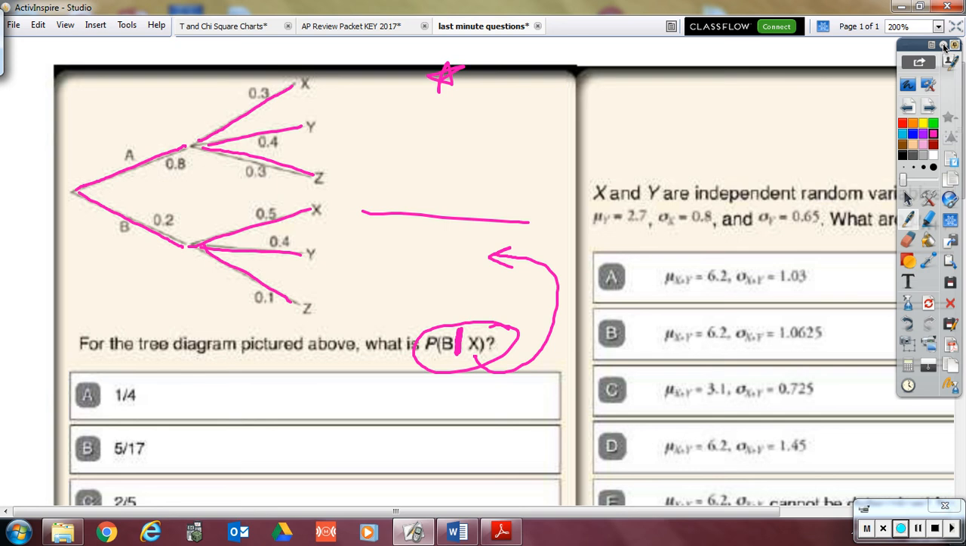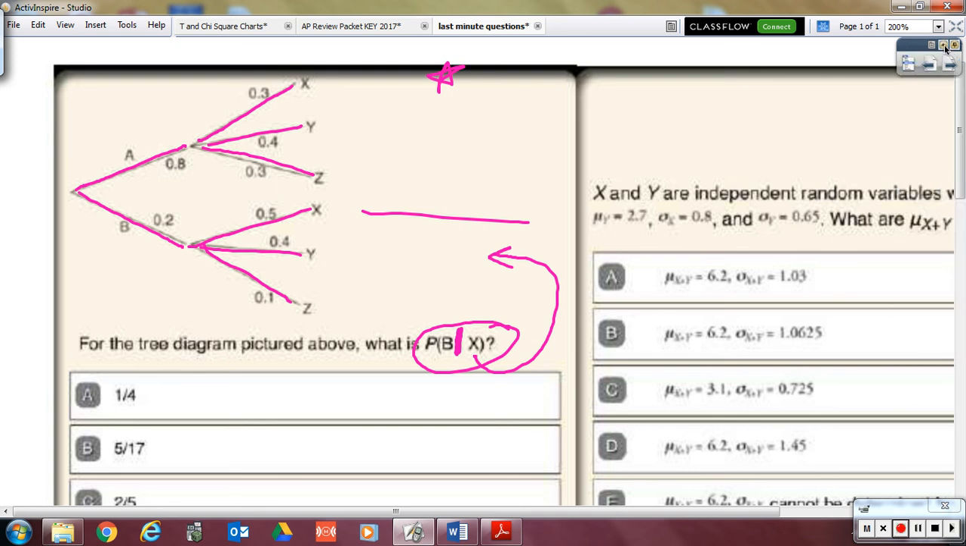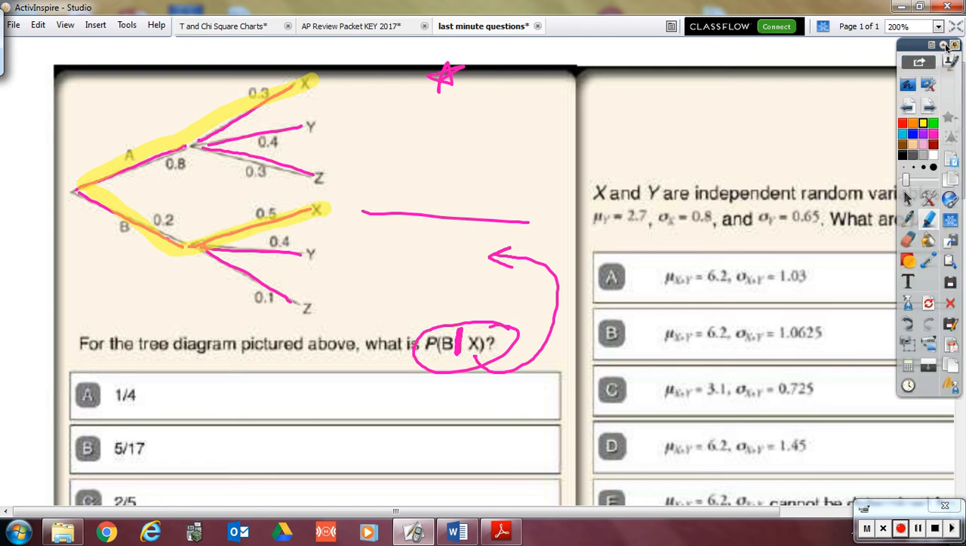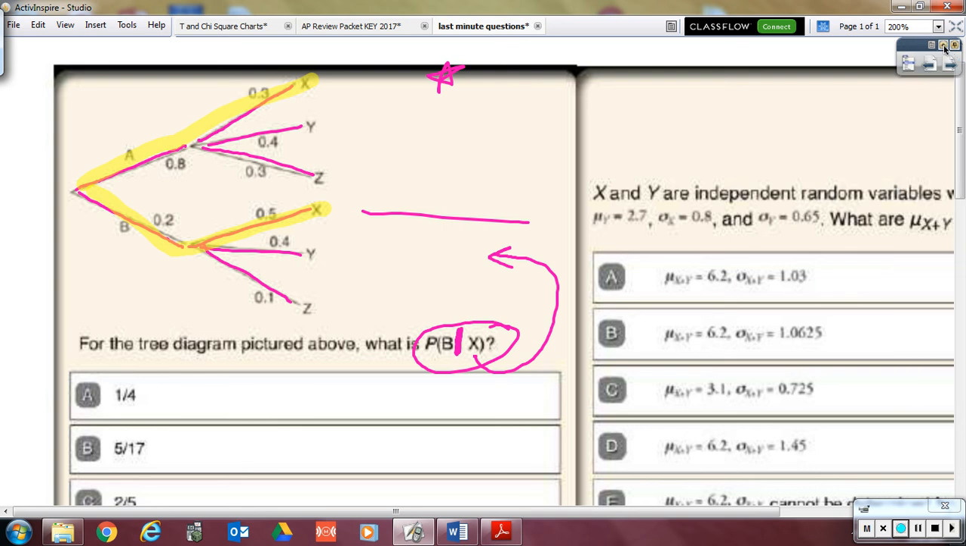So where are all of my X probabilities on this picture? A and X plus B and X. So those are the total ways in which you can get X. So what I put down here is the A and X or B and X. Okay, so that's the total possible ways that you get X.